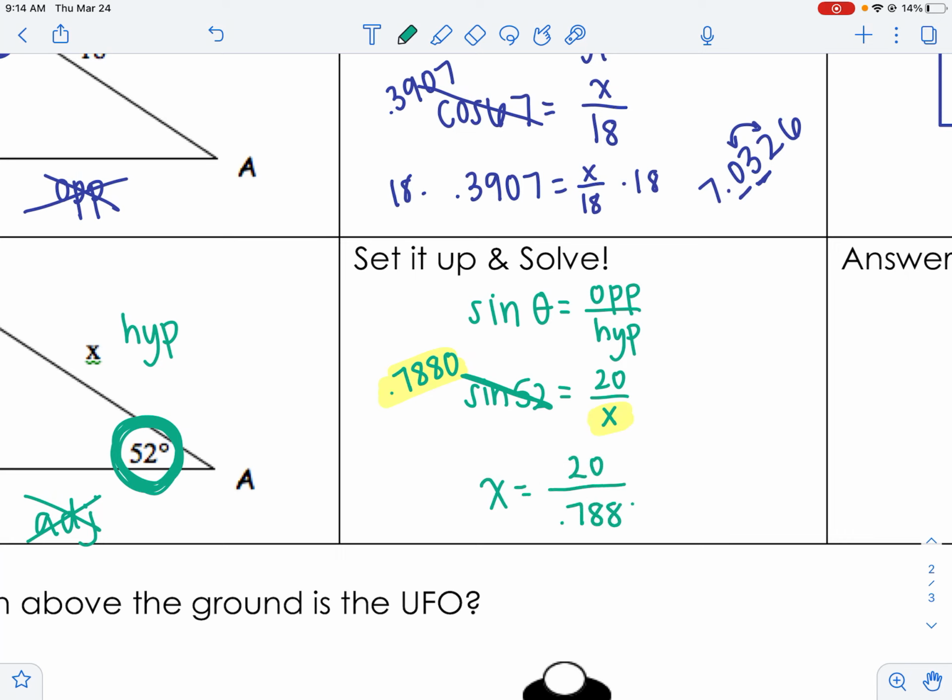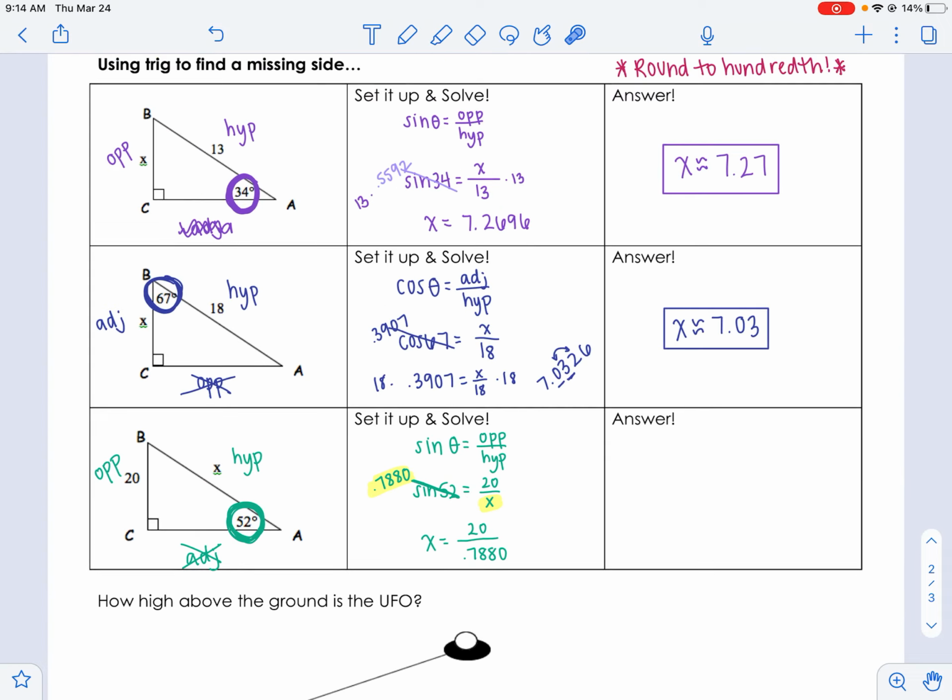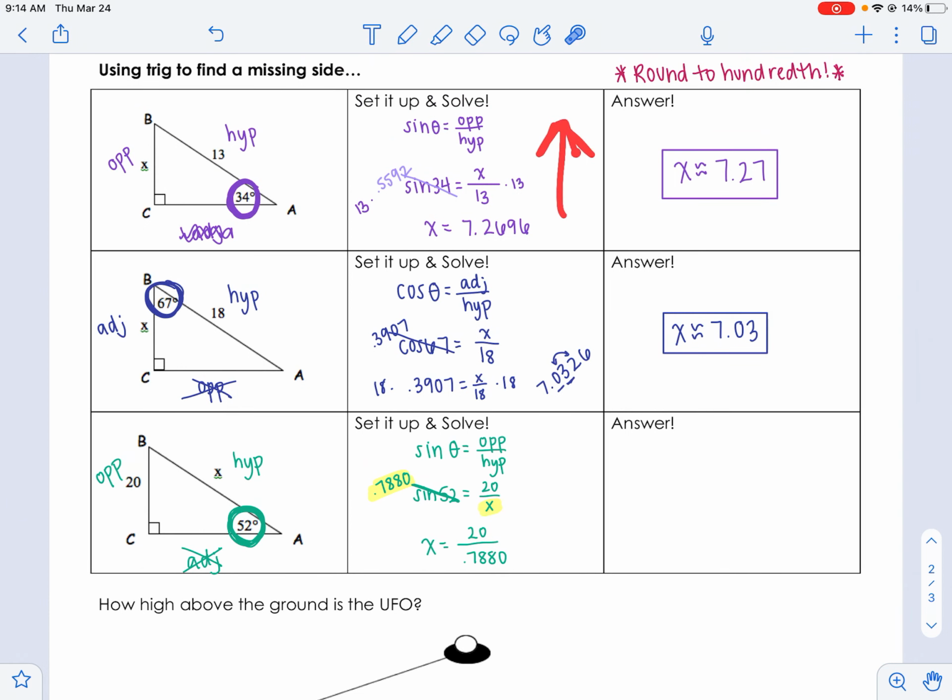To get x, it's going to be 20 over 0.7880. I'm not going to divide the other way. If you divide the other way, you're going to get a really, really small number. It's way too small. It's not going to work out. It's always the side divided by that decimal. So 20 divided by 0.7880.